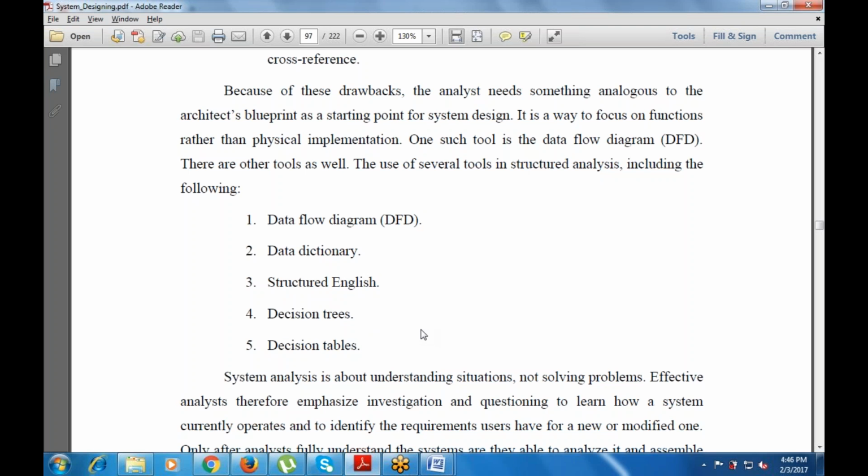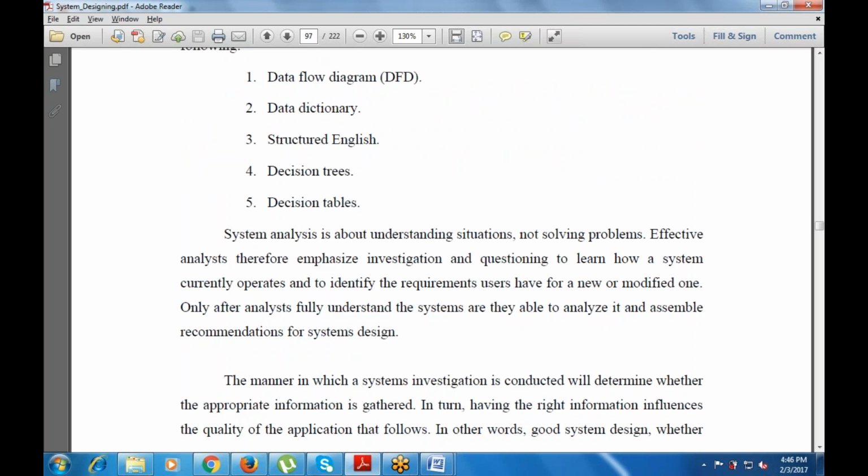And system analysis is about understanding the situation, not solving the problem. And when we talk about the problem-solving method, these are the methods used for effective analysis that emphasize investigation and questioning to learn how a system currently operates and to identify the requirements for how to use or modify a new and modified system. Once all the analysis is done, they are able to assemble the recommendation for the system design.